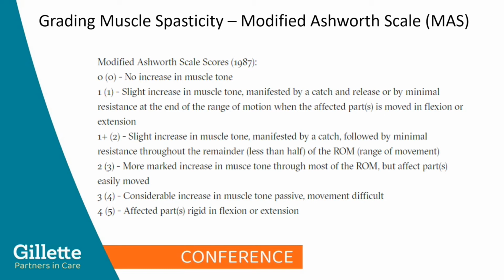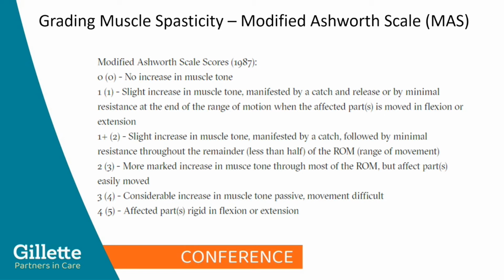So you're really paying attention to what's their full range of motion and where is that catch happening. And so an MAS of 3 out of 5 would be a catch, and then resistance through more than half the available range of motion. So you're having more trouble moving that joint through its available range. 4 out of 5 for MAS would be that it's difficult to move that joint through its entire range.